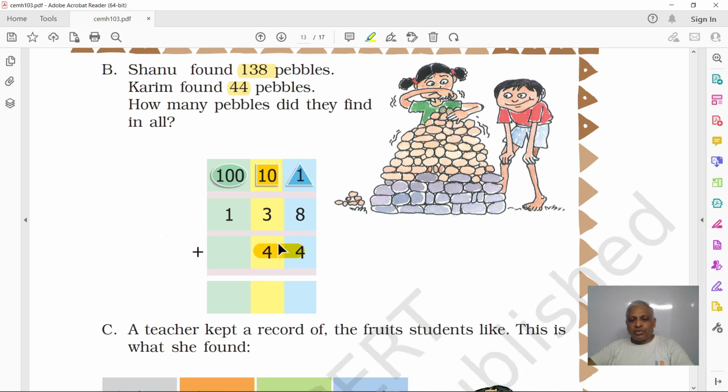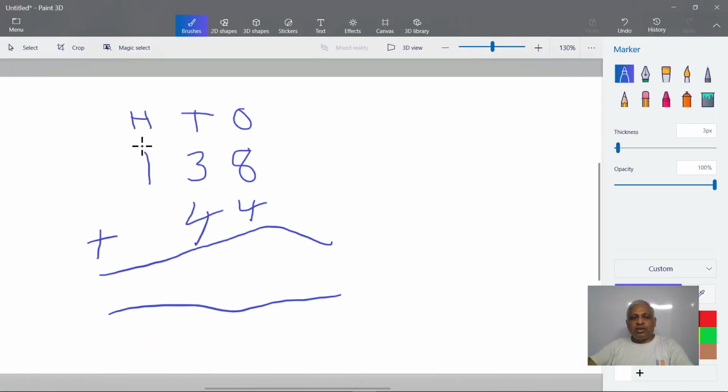Suppose say this 44. The first 4 is under ones, and the second 4 is under tens. And when you write 138, 8 is under ones place, 3 is under tens place, 1 is under hundreds place. When you add these two numbers, you will get the answer here. 138 plus 44. Let us do. In both we have hundreds place only 1, tens place we have 3 and 4. Ones place we have 8 plus 4. So let us add these two.